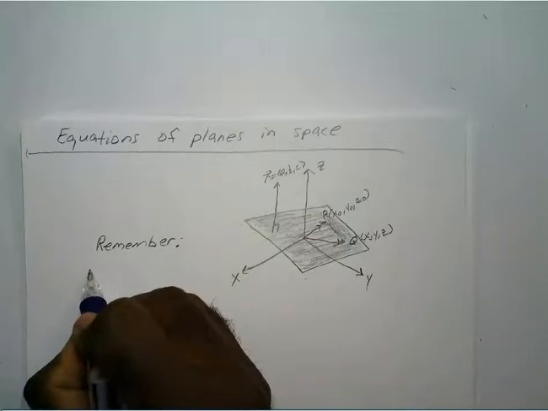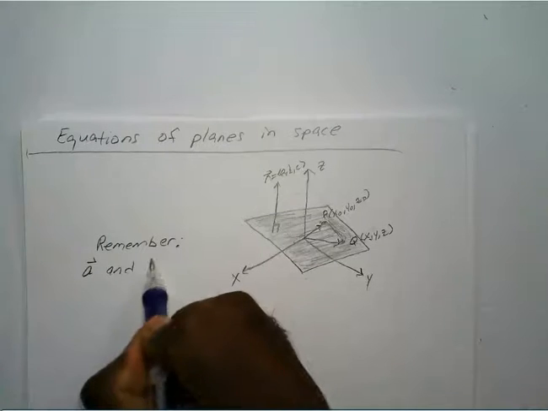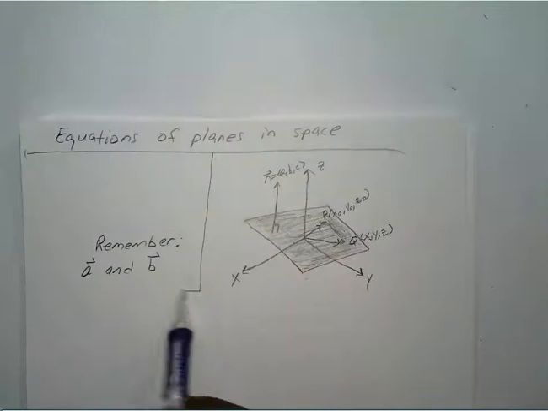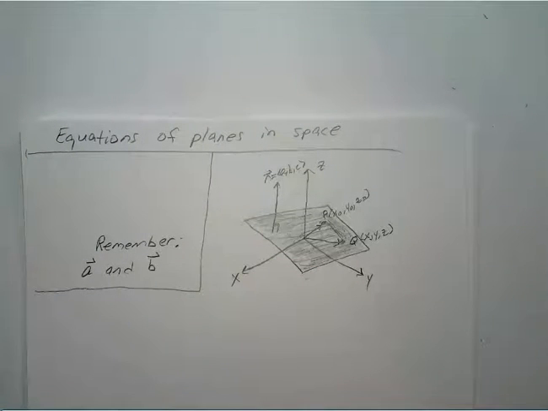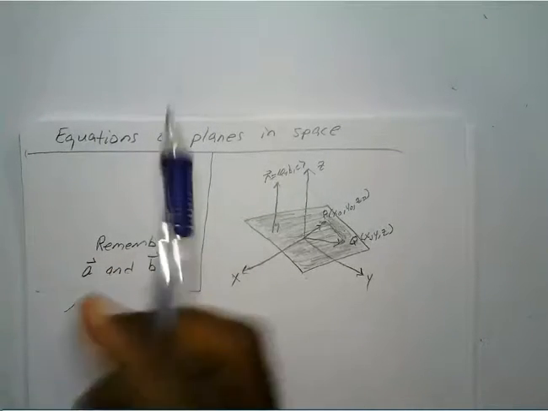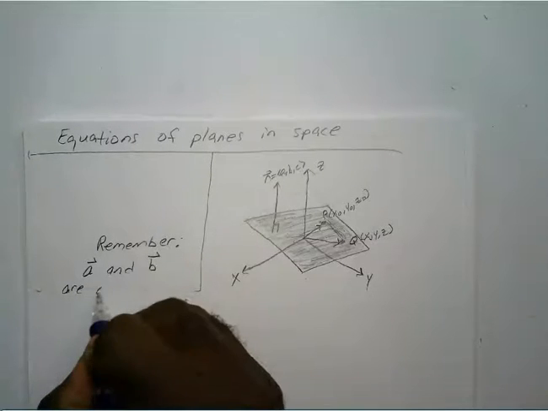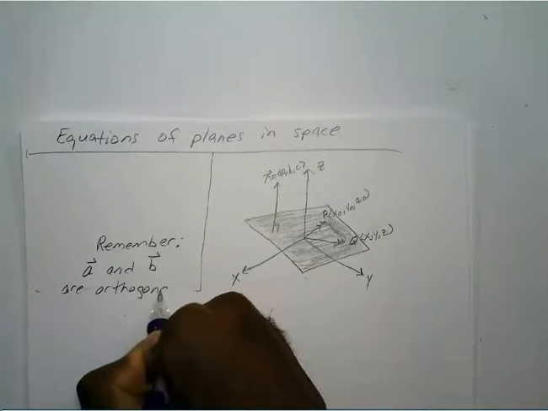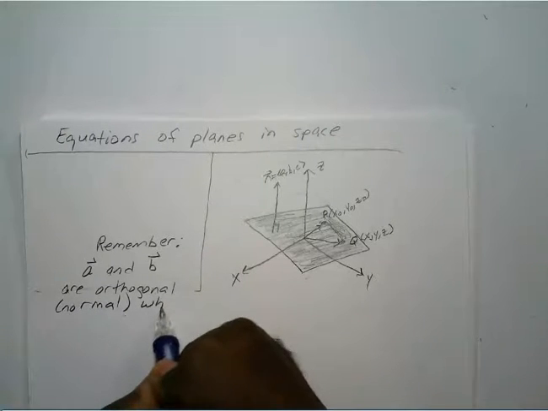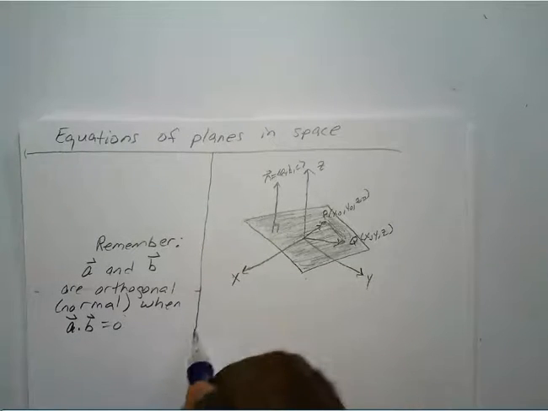Now, if you remember, if you have two vectors, a and b, they are orthogonal, or in other words normal, when their dot product is equal to 0.